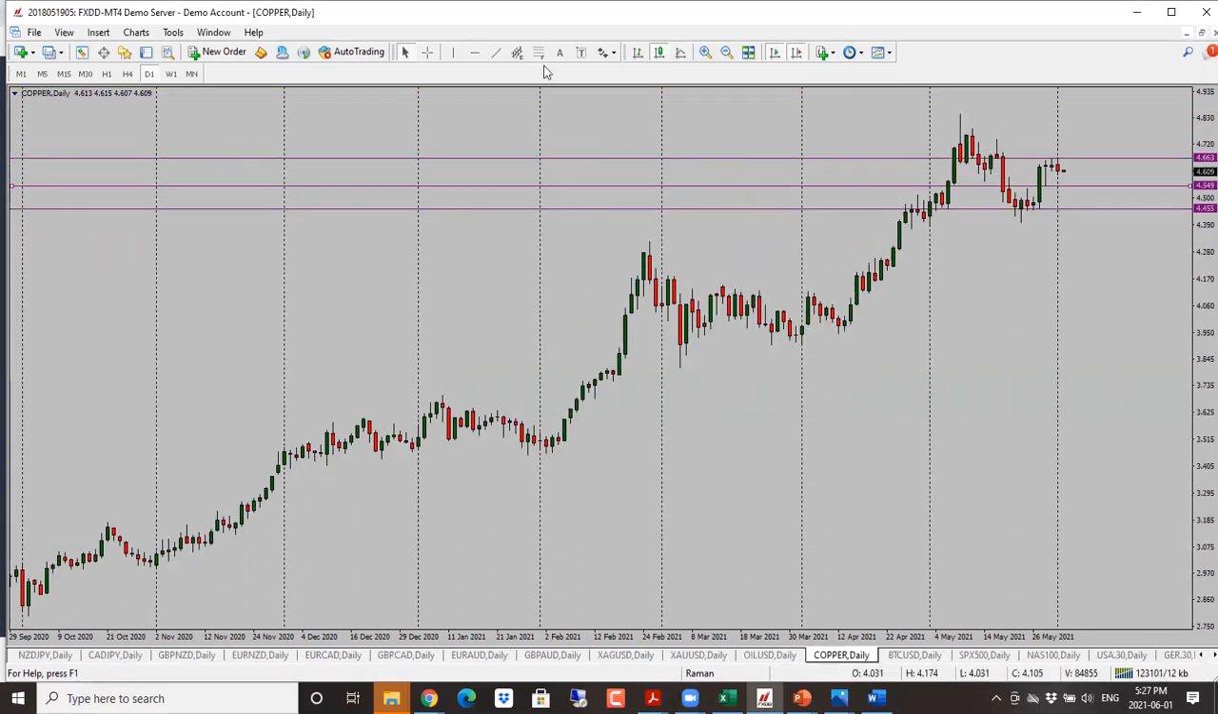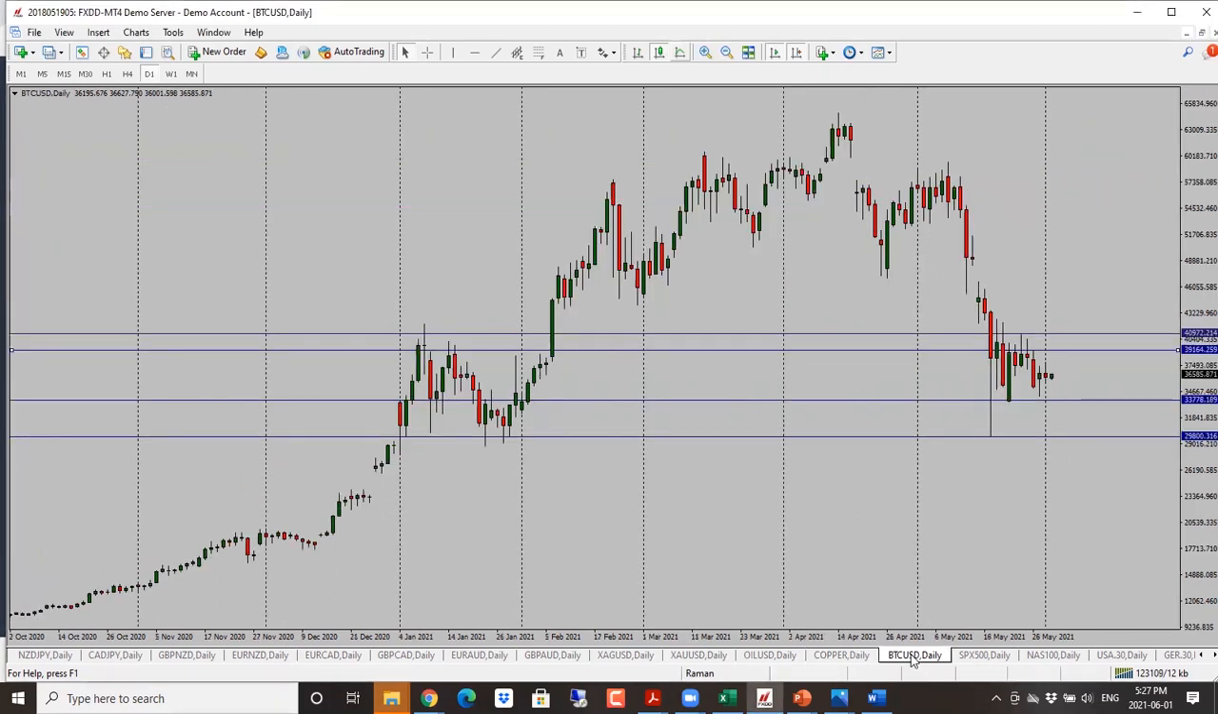Copper here, copper is looking slightly bearish here. It has failed to go through this resistance 3 times in a row, which means we're likely to see a drop back down towards 4.55 as the first target and 4.45 as the second target here. So bias here is bearish for copper.